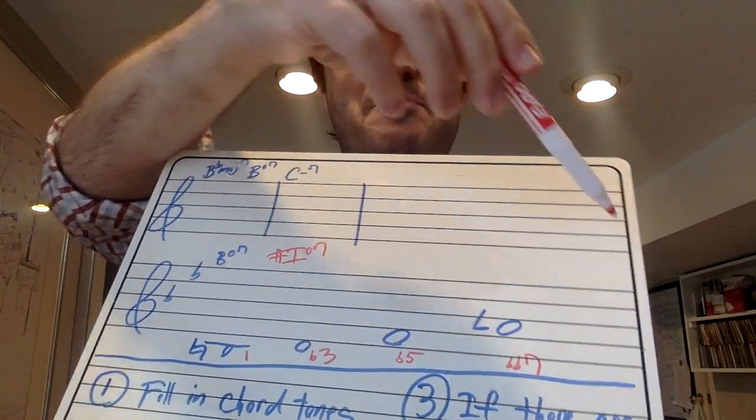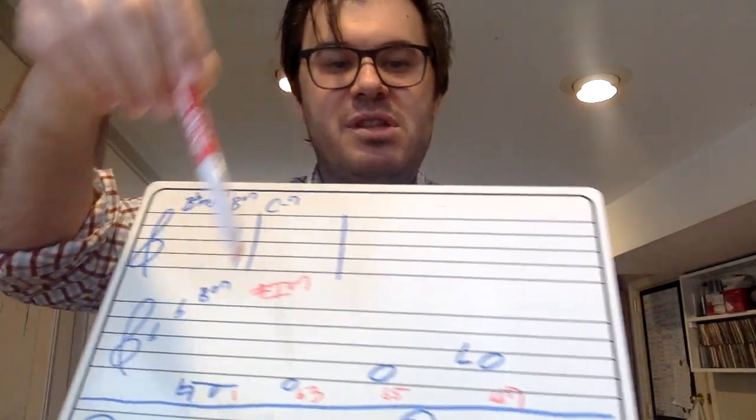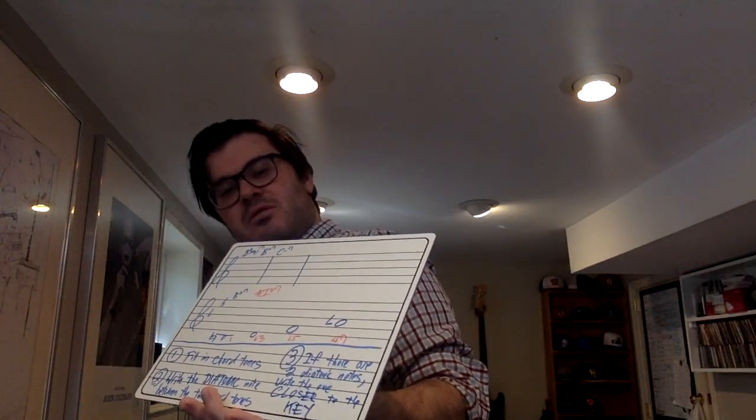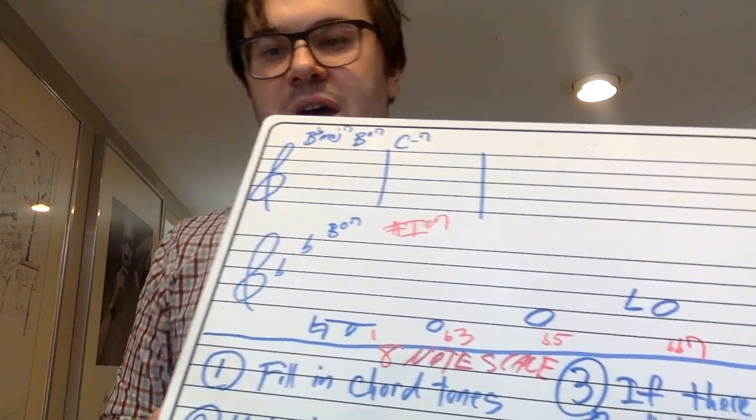Between A flat and B again, because what's up a minor third from A flat? C flat, which is the same as B. So between A flat and B, there's 2 notes. So a diminished scale, and this is also really important, a diminished scale is an 8-note scale.